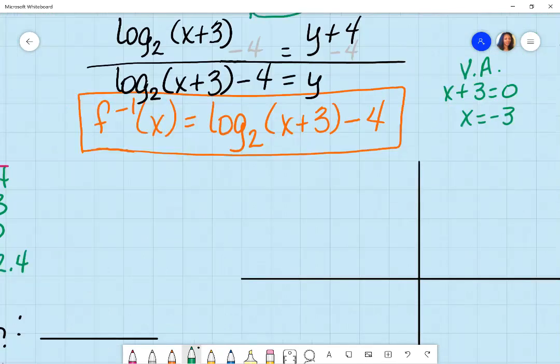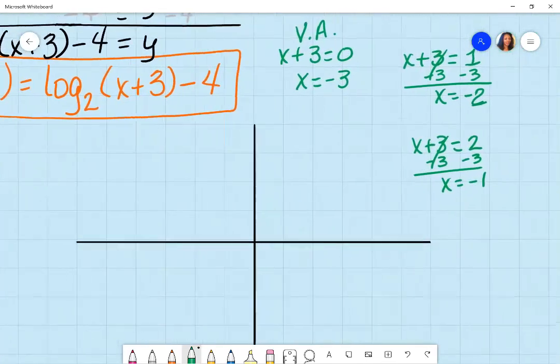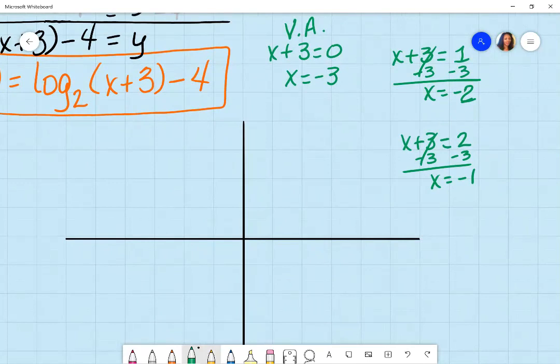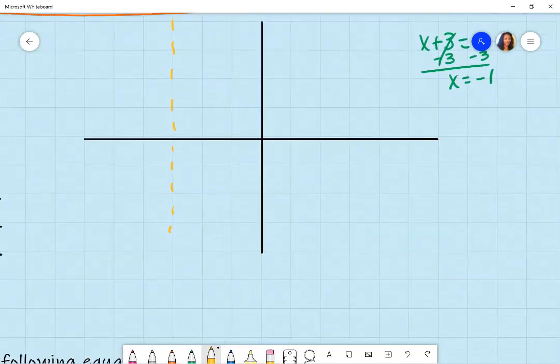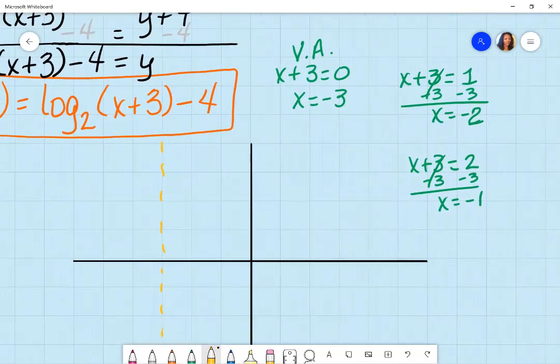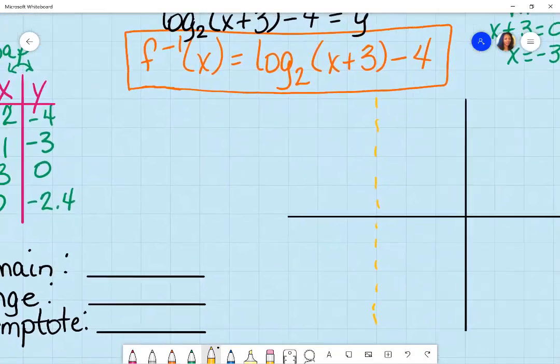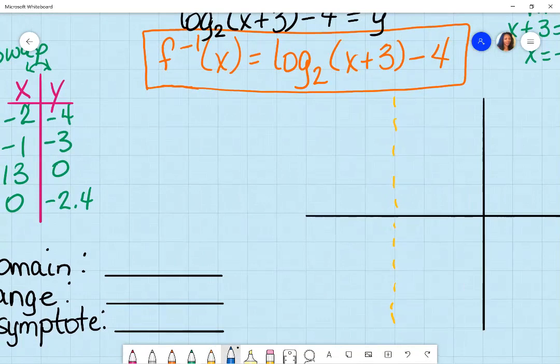Okay? So let's plot the points now. Did we find our vertical asymptote? Yes, we did. Our vertical asymptote is where x is -3. So that is going to be 1, 2, 3. Vertical this time means up and down, and it's crossing our x-axis. And then what else do we have? We have the points -2, -4. So -2, 1, 2, 3, 4. We also have -1, -3. 13 and 0 is way over on the x-axis. And then we have 0 and -2.4 somewhere in there.